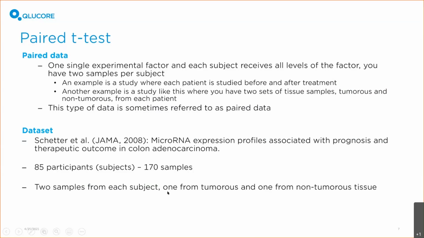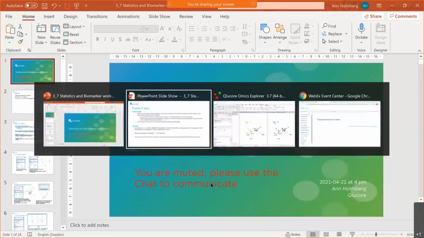So now we are going to work with another data set where this effect is very clearly demonstrated. This is a public data set with microRNA expression profiles associated with colon cancer. So here we have 85 patients, 170 samples, and 2 samples from each subject, one from tumor tissue and one from non-tumorous tissue. And let's have a look at that.